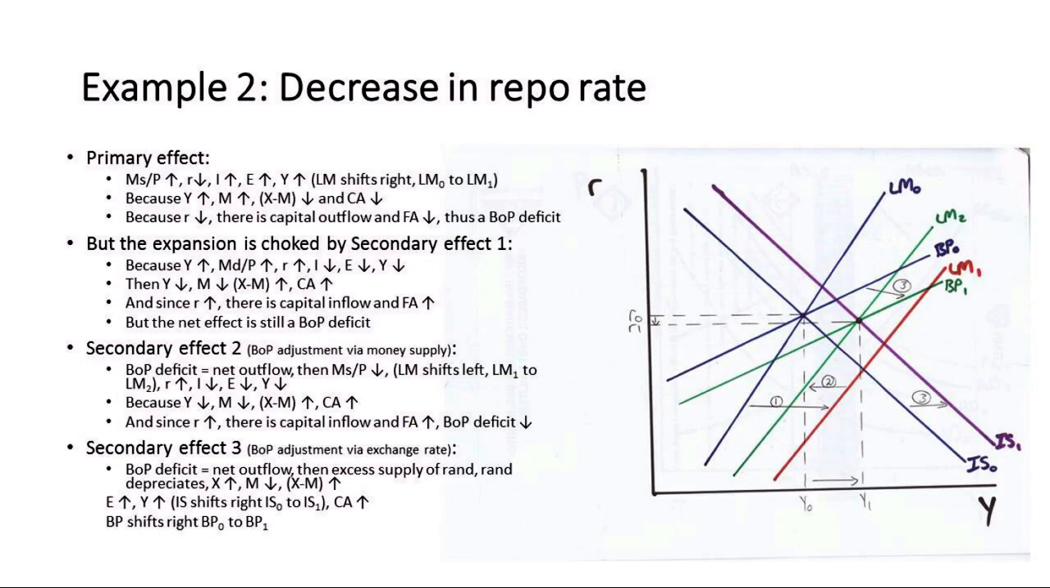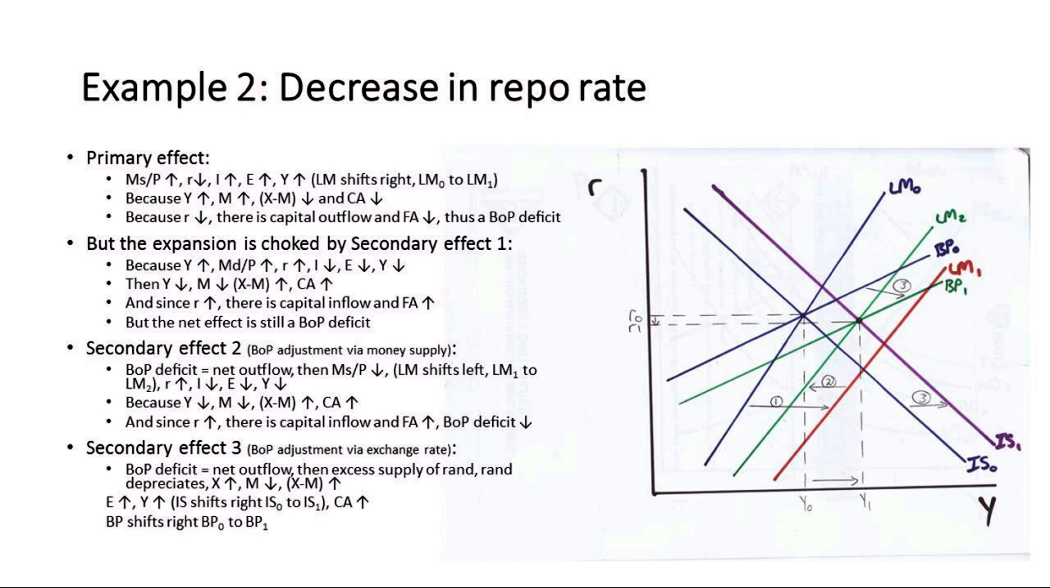Now, this video's example is a decrease in the repo rate. In other words, expansionary monetary policy. So the monetary authority, the Reserve Bank, they want to stimulate the economy and cause an increase in income. So they do this by reducing the repo rate. The primary effect is that this causes an increase in the money supply and a reduction in interest rates. Because interest rates are lower, investment increases, spending increases, and income increases. And the LM curve moves to the right, from LM0 to LM1.